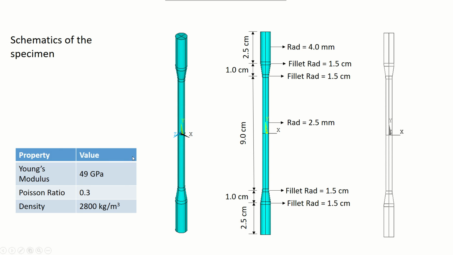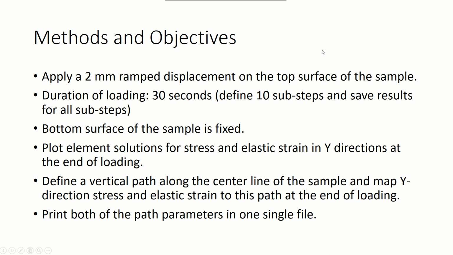The material properties are given in this table, similar to an aluminum material, and the dimensions are given in this image. The total height of the specimen is about 16 centimeters. We have 9 to 11 plus 5, 16. We have a radius of the fillets of 1.5 centimeters, and the radius of this smaller section, or the neck of the specimen, is 2.5 millimeters, and the radius of the top part, the bigger radius, is 4 millimeters.